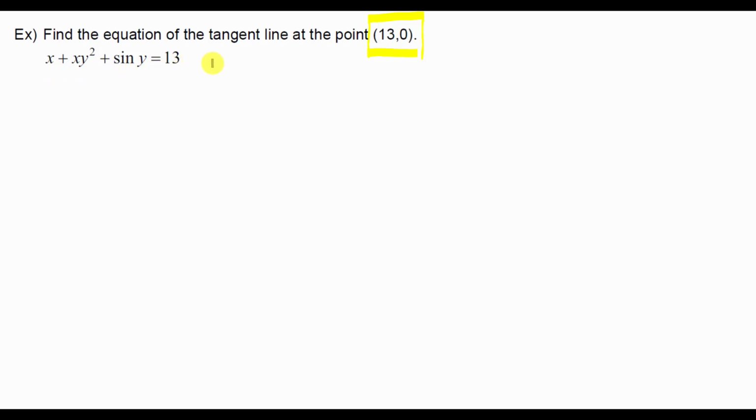And now, since our equation is x plus xy squared plus sine y equals 13, we need to use implicit differentiation. So let's take the derivative of both sides with respect to x. That's your first step of implicit differentiation. Equal to the derivative of 13 with respect to x. So when you take the derivative of x with respect to x, the derivative is just 1.